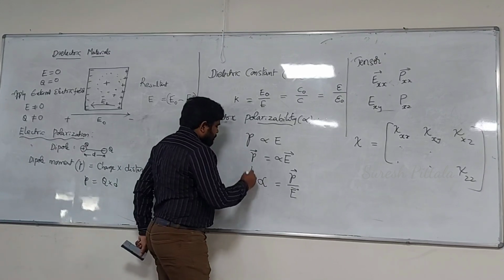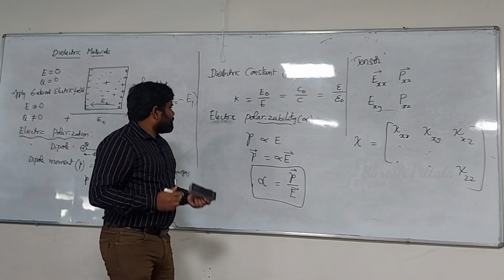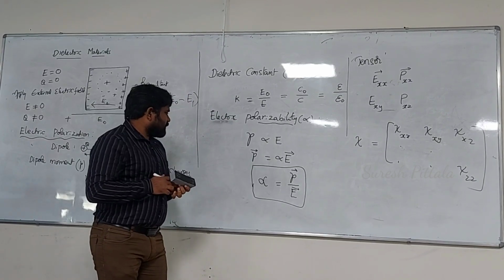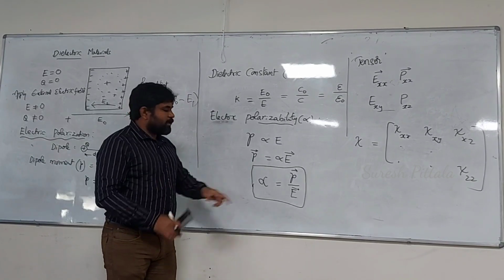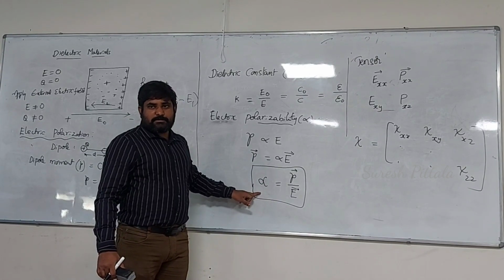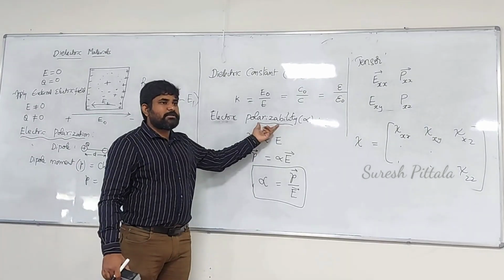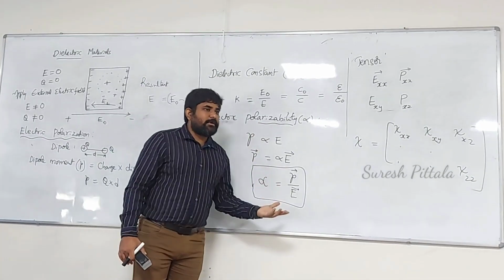So this is dipole moment per unit electric field, called electric polarizability. If you are creating polarization easily by applying the electric field, your alpha becomes more, which means you say, okay, this material is easily polarizable. You can polarize that material easily.